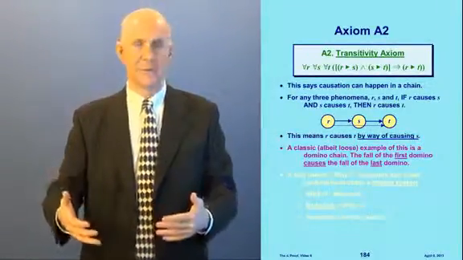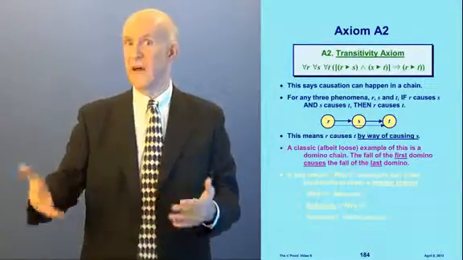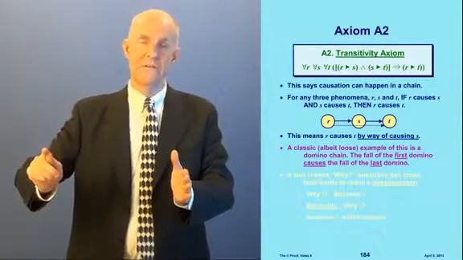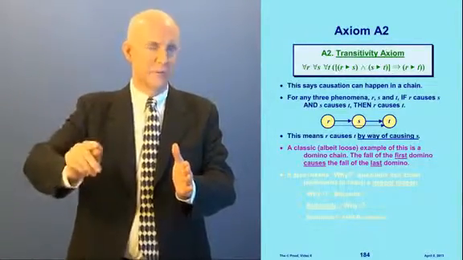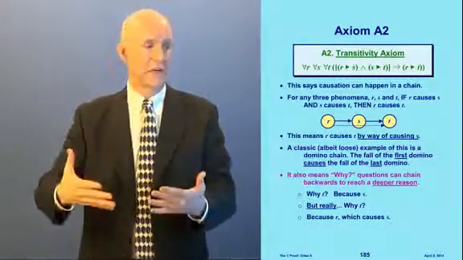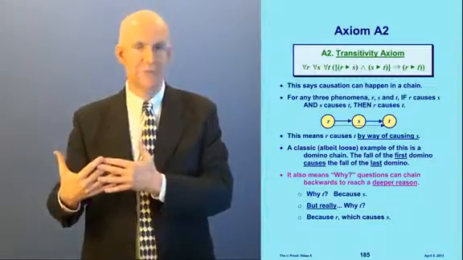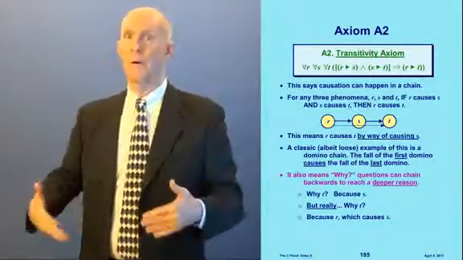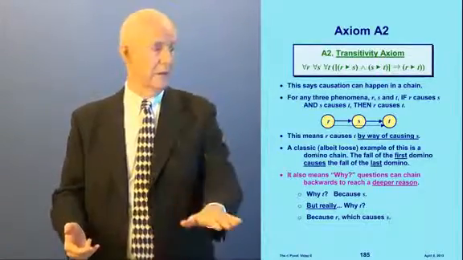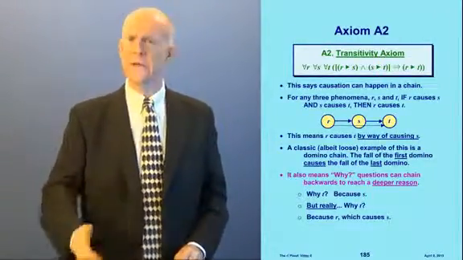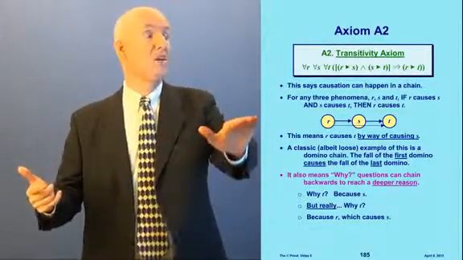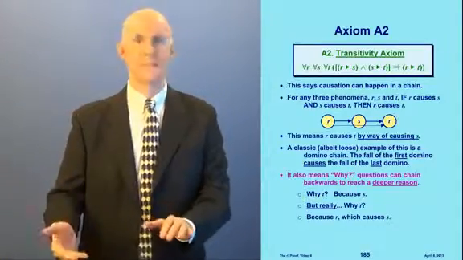Now a classical example, a loose example, of this is a domino chain. I have a bunch of dominoes lined up. The fall of the first domino causes the fall of the next domino, which causes the next one all the way to the last domino. It also means that why questions can chain backwards to reach a deeper reason. Okay, why T? Well, because S. S causes T. But really, I want to know why T. Because R. R is the deeper reason. R causes S, which causes T.